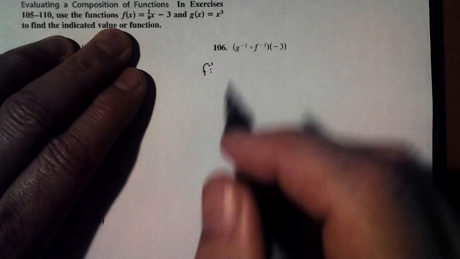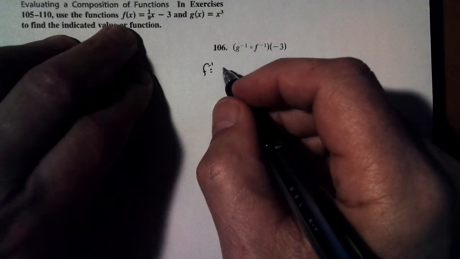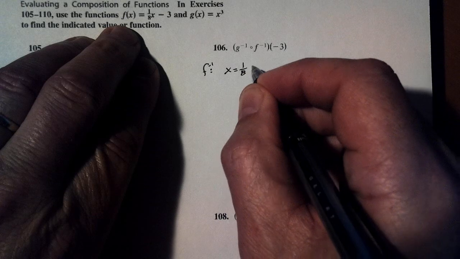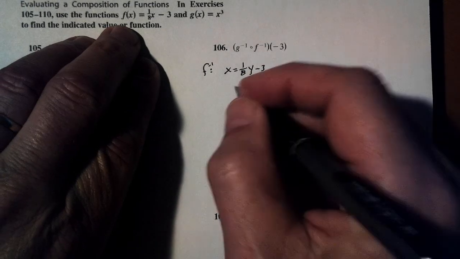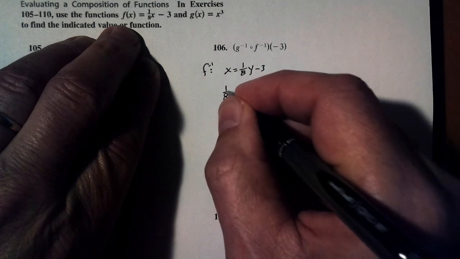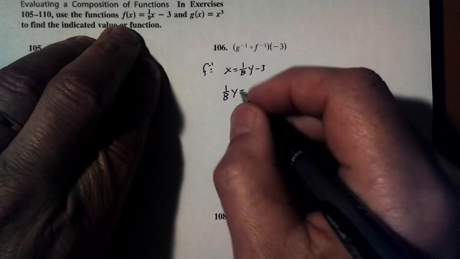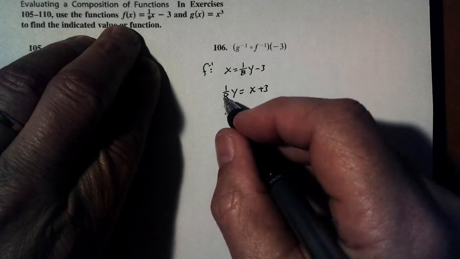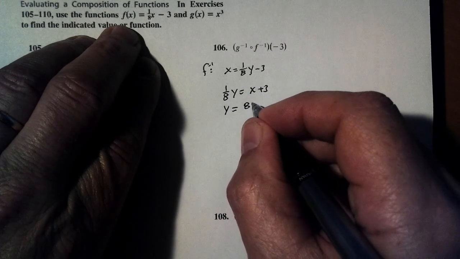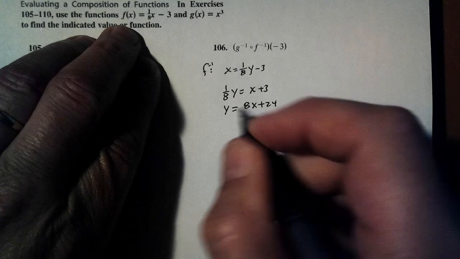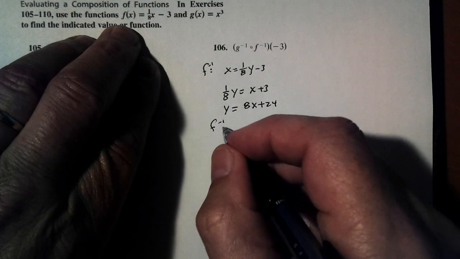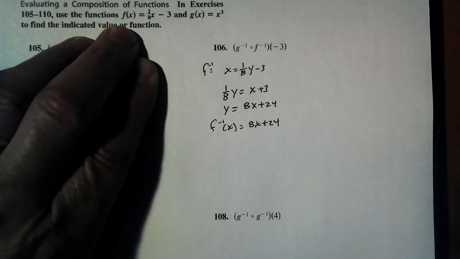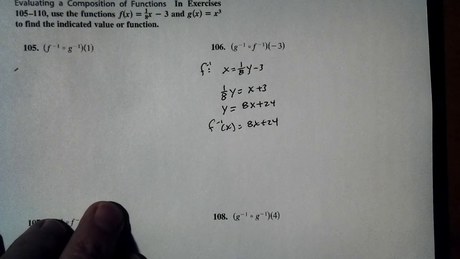So here's the process for finding the inverse of f. Change y into x. X equals 1/8 y minus 3. Solve for y. Let's see, 1/8 y, add 3 to the x, equals x plus 3. Y is times 8, 8x plus 24. That is f inverse of x, is 8x plus 24.